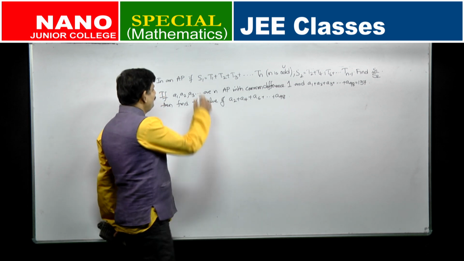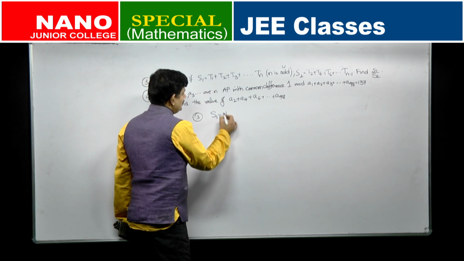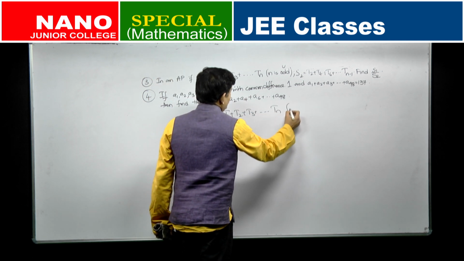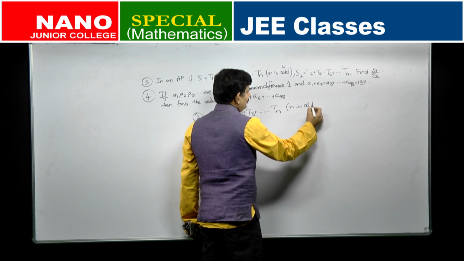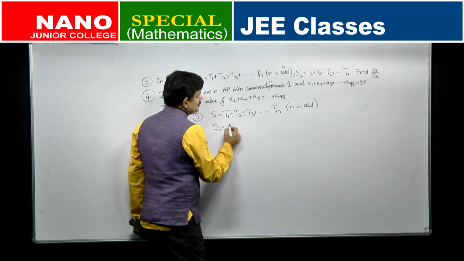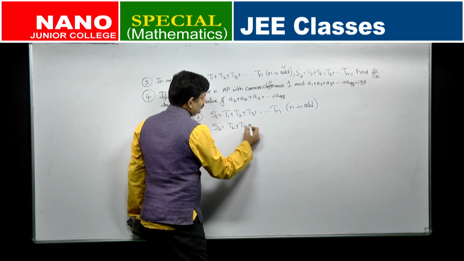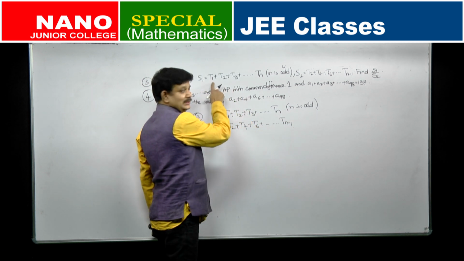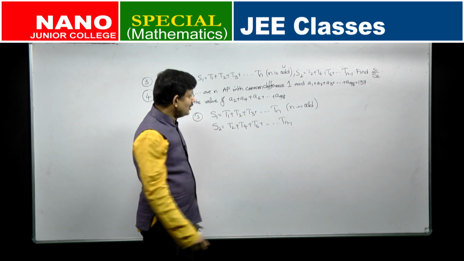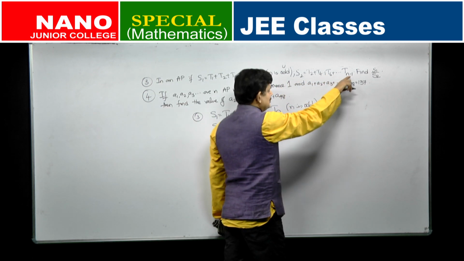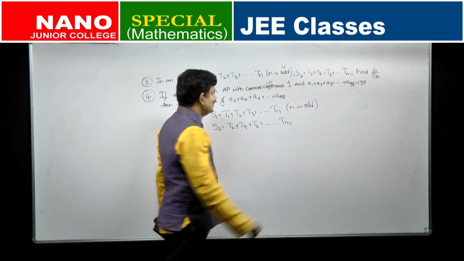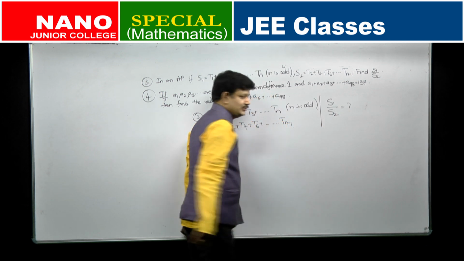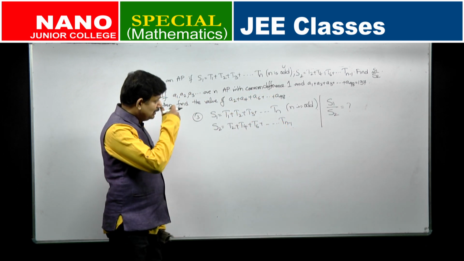In an AP, if S1 is equal to T1 plus T2 plus T3 so on up to Tn, where n is odd, and S2 is given to be how much? T2 plus T4 plus T6 so on up to Tn minus 1. Sn is given to be T1 plus T2 plus T3 so on up to Tn, where n is odd. S2 is given to be T2 plus T4 plus T6 so on up to Tn minus 1. So, what is he asking you to find from this information? S1 by S2 is how much? What is this question? S1 by S2.